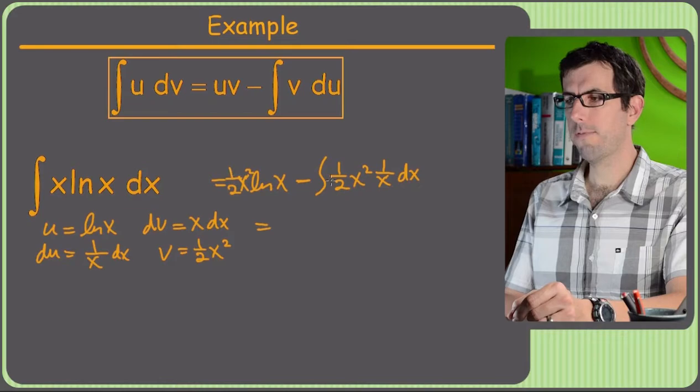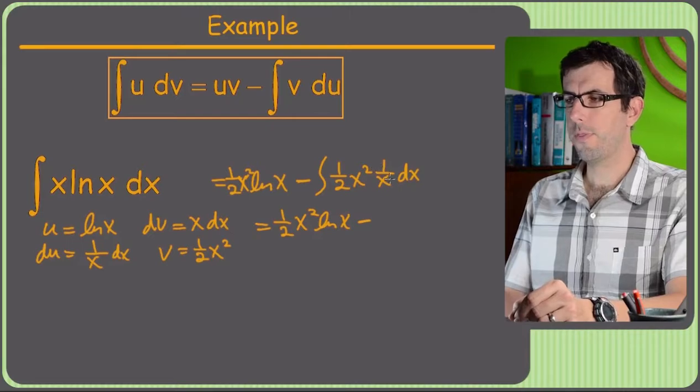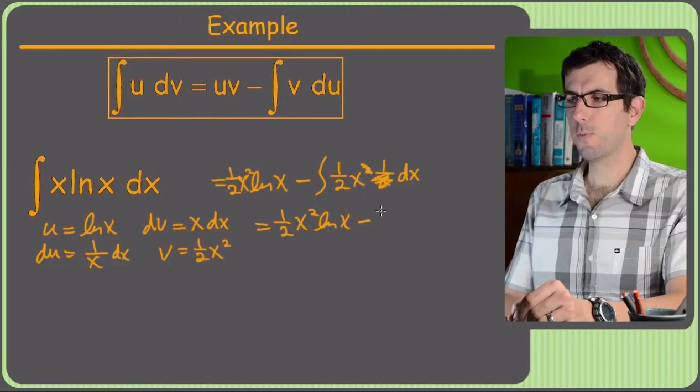So we got 1/2 x squared ln of x minus, alright, the 1 over x and x squared just cancels the x right there. So we're down to 1/2 x, so we have minus 1/2 the integral of x dx.